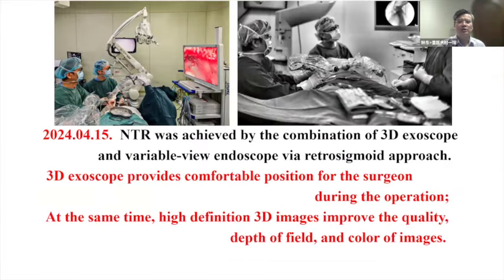Near total resection was achieved by the combination of 3D exoscope and variable view endoscope via sigmoid approach. 3D exoscope provides comfortable position of the surgeon during the operation. At the same time, high definition 3D images improve the quality, depth of the field, and the color of images.